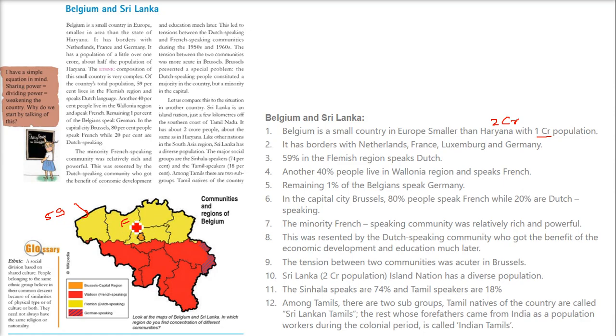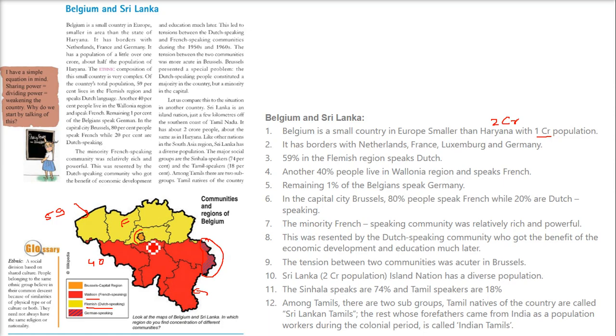59% in this Flemish region speak Dutch. And 40% people live here, in what is called the Wallonia region. This is the Wallonian region. They speak French. So here Dutch, here French. And 1% if you see in this area, here we see Belgians who are German speaking.